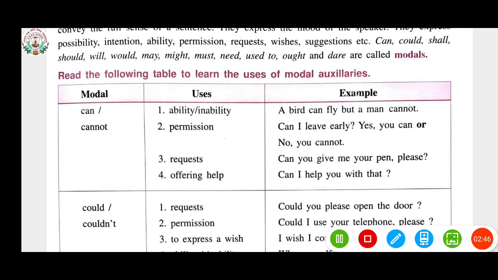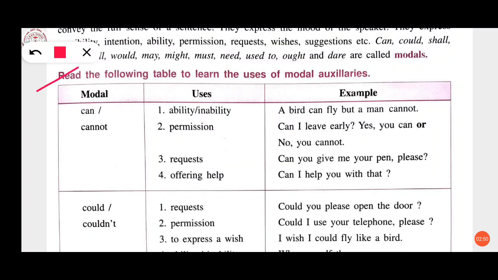So here the table is given to learn the use of modal auxiliaries. First see, the modal is given here, the use is given here, and examples of that. It tells how to use can and cannot. So let's start with the first one, and the first one is can and cannot.